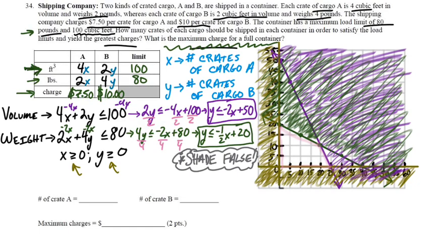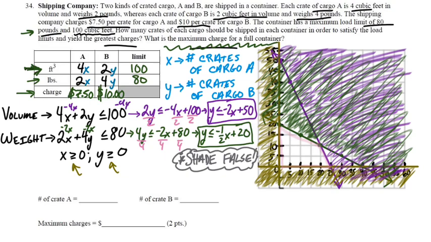So we're done with the graphing and shading. We need to figure out what's the maximum charge for this scenario and how many crates of each type, A or B, results in the maximum charge. So we know it's one of these corner points that will give us our maximum value. We just have to plug in each point to our objective function.